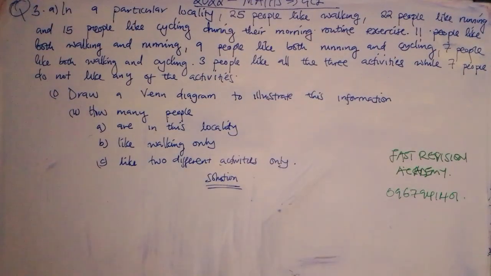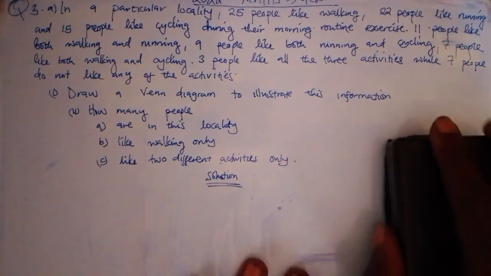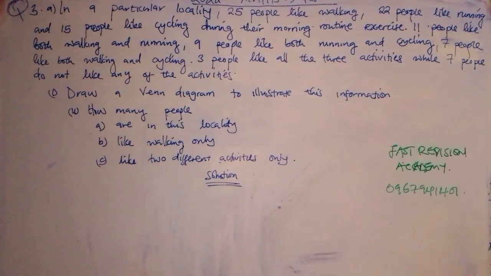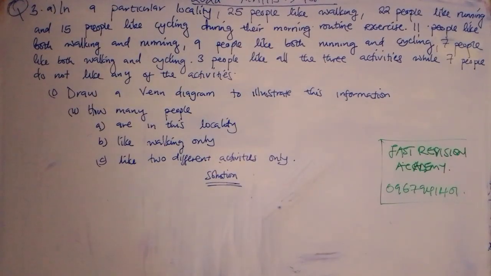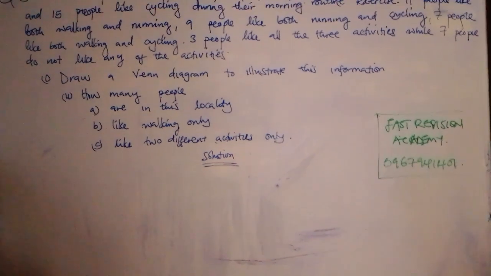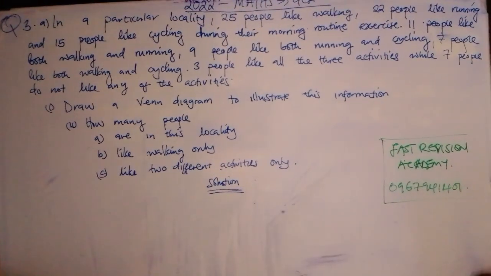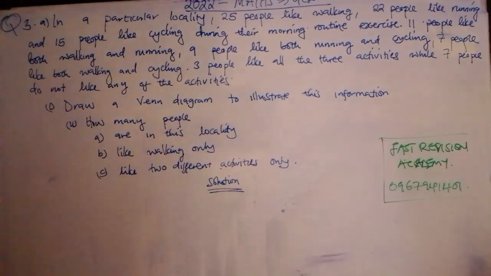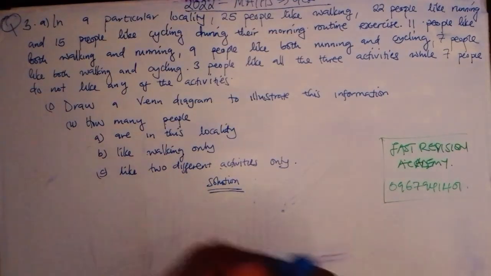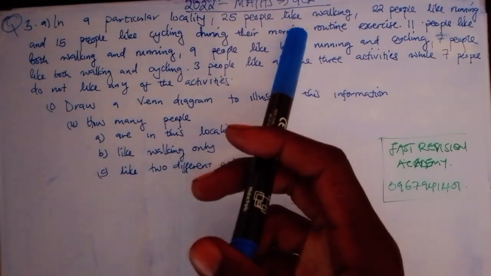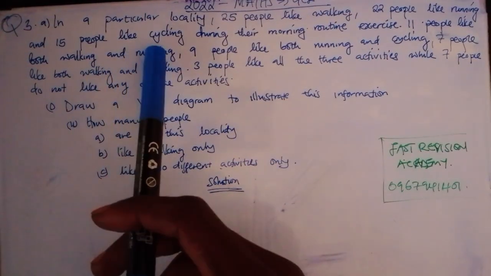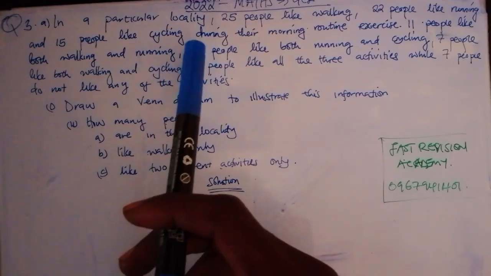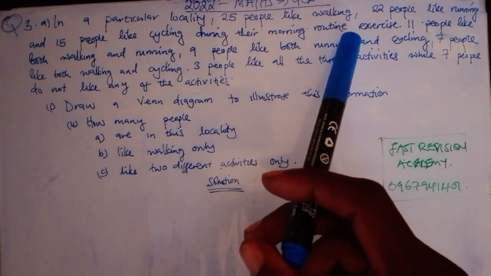So to begin, this question is a question on sets. In paper 2, the question on sets is quite simple and it has a lot of marks. The question says, in a particular locality, 25 people like walking, 22 people like learning, and 15 people like cycling during their morning routine exercise.